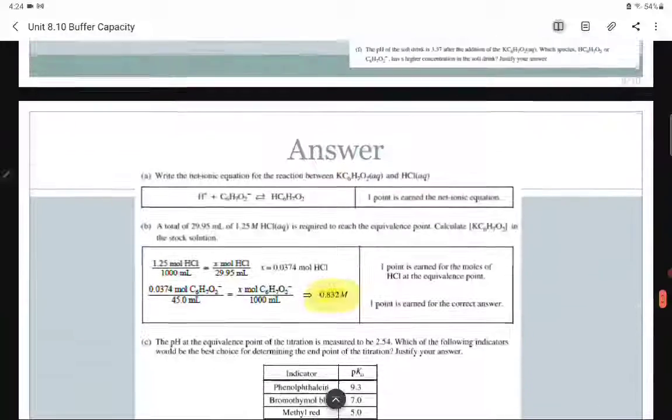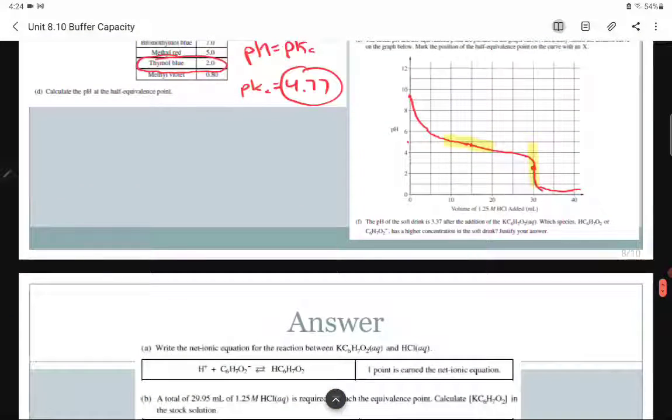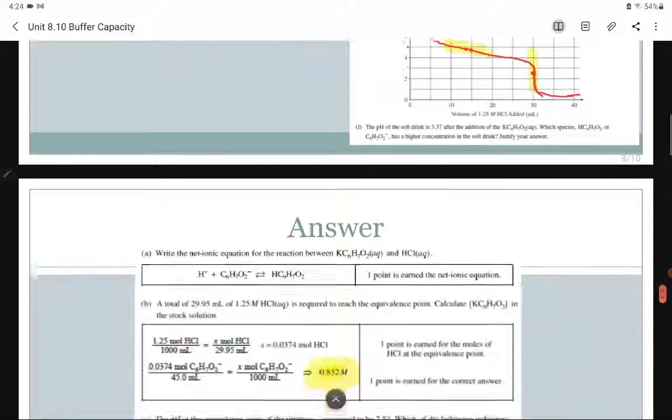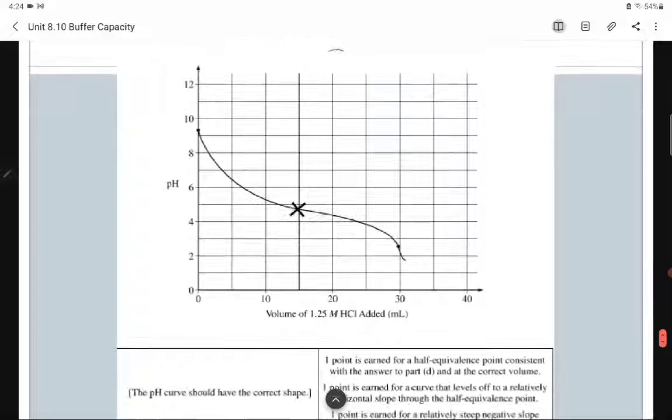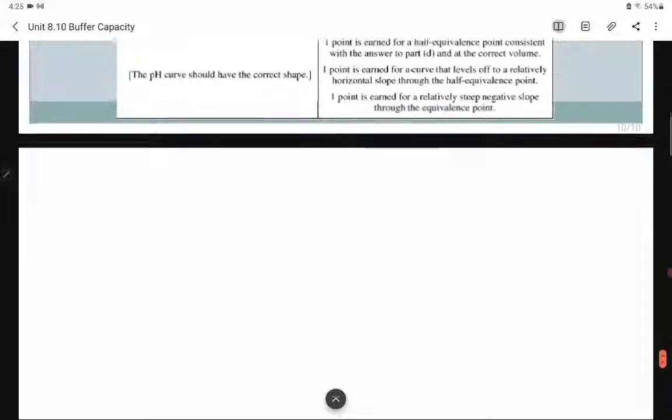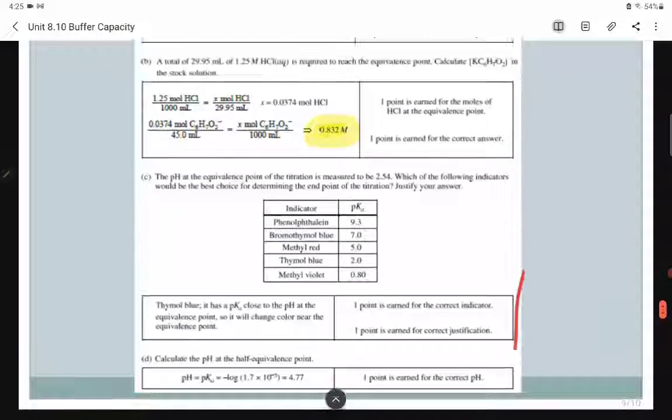Oh, you know what? I was supposed to also put an X. I'm sorry. At the halfway point, I put a dot, but not an X. Sorry. So they have a kind of a horizontal there, kind of a vertical there. It dips early on and then starts to flatten out as you get into the buffer range. Okay. And that might have been our last question.